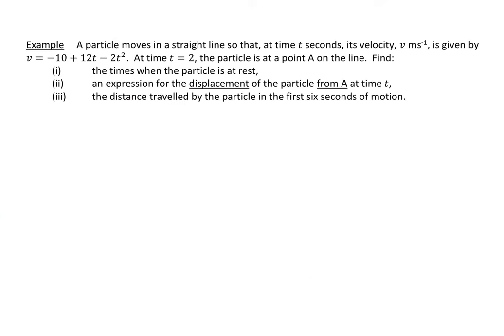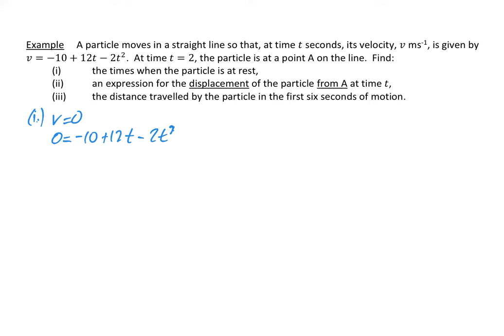Okay, this next question is quite a tricky one, quite a long one. It says a particle moves in a straight line so that at time t seconds, its velocity v meters per second is given by v is equal to minus 10 plus 12t minus 2t squared. At time t equals 2, the particle is at point A on the line. Find the times when the particle is at rest. So similar to the previous example for the first one, we're going to put v equal to 0 to give you 0 is equal to minus 10 plus 12t minus 2t squared.